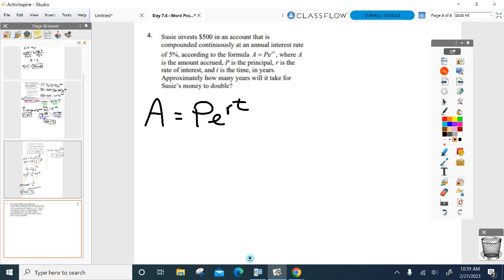Well, P is the amount she put in, which is 500. So if she put 500 in, what do I want in for A? Double the account, right? When's it going to hit? 1,000. E stays E. Here's my only concern. What are you plugging in for R? Because it's not 5. It's got to be 5% as a decimal. And if you still aren't sure about that, just take your calculator, 5 over 100. 0.05. How long does it take? T.